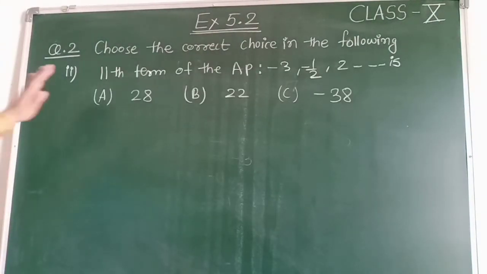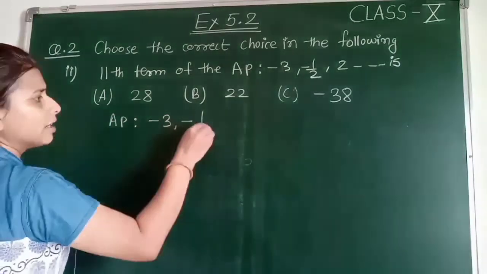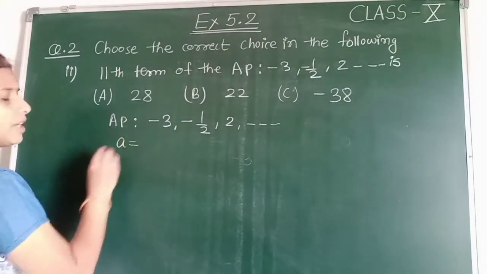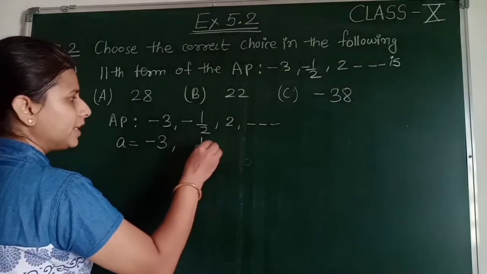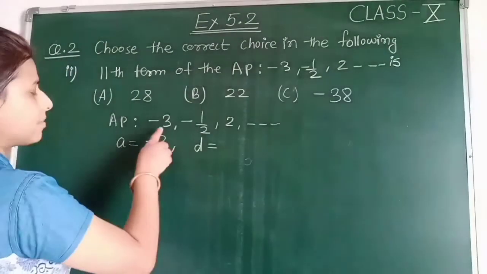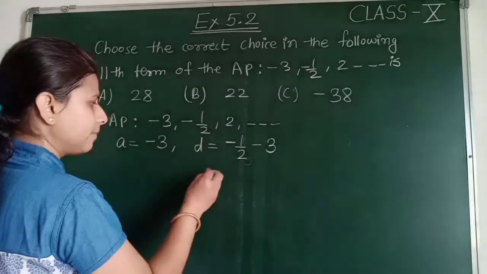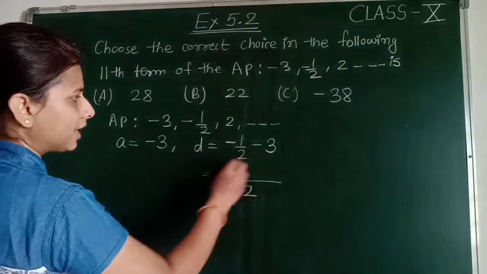The second question is: the 11th term of the AP minus 3, minus 1 by 2, and so on is, and the options are 28, 22 and minus 38. Here the given AP is minus 3, minus 1 by 2, 2 and so on. First we will write the values of A, D and N. Here the value of A, the first term, is minus 3. D, how will we find D? We will subtract this minus 3 from this minus 1 by 2. For that we will take the LCM because both are unlike terms.